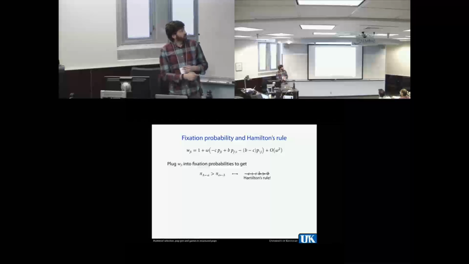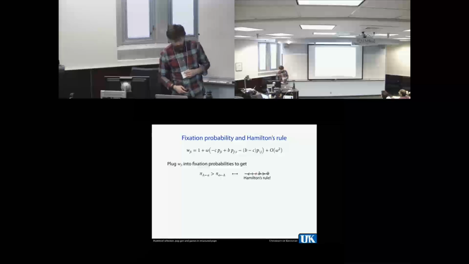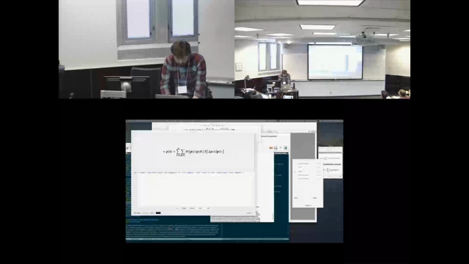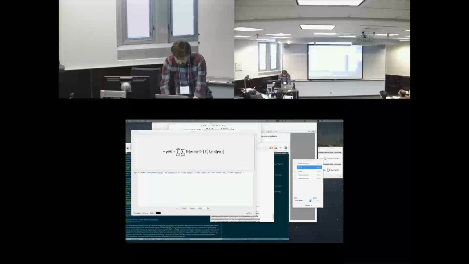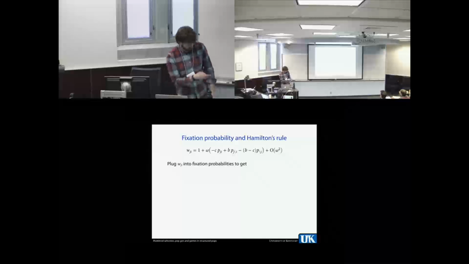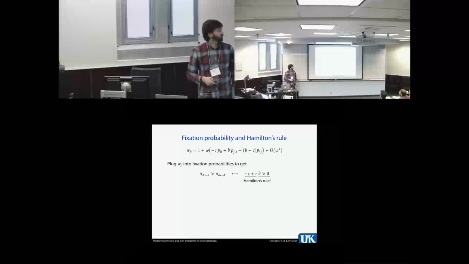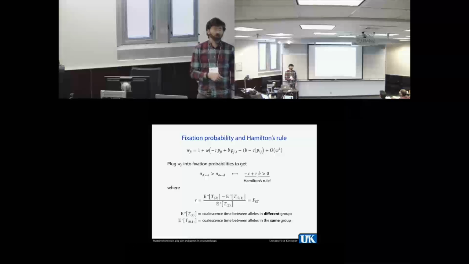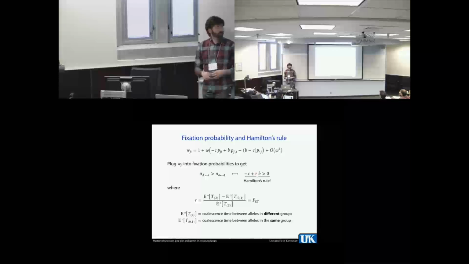So we just plug this fitness into that condition for the fixation probabilities. And we get Hamilton's rule straight away. Where now Hamilton's rule, this relatedness, was actually expressed in terms of these coalescence times.